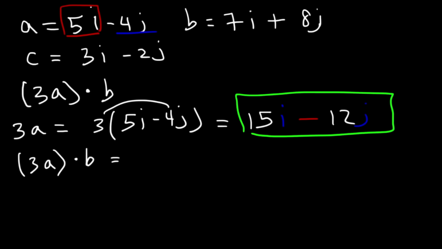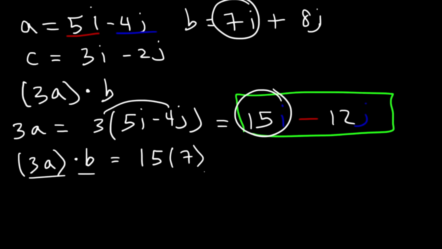I take that back. We need to multiply the x component of 3a with the x component of b, because we're multiplying 3a and b. So we're not going to use just vector a. So the x component of vector 3a is 15. The x component of b is 7.